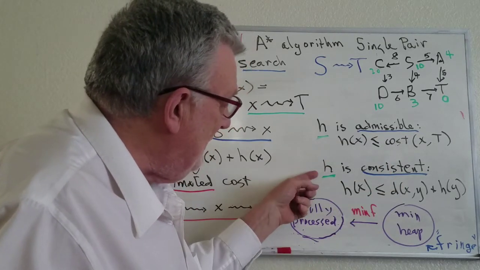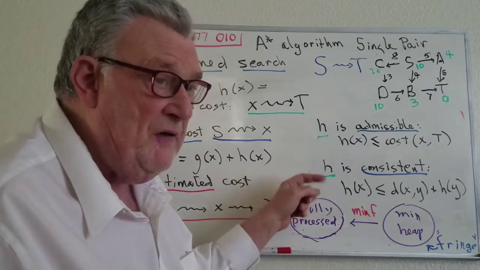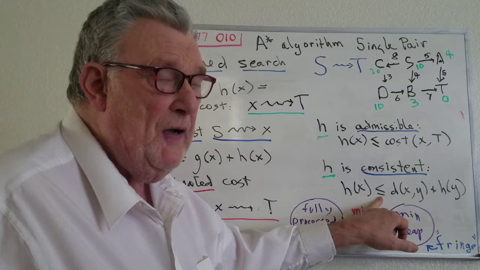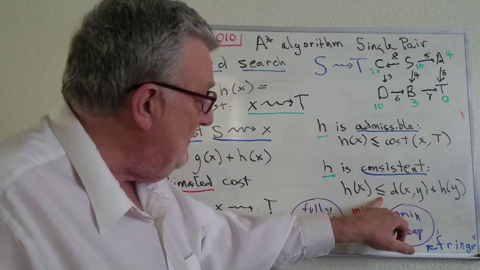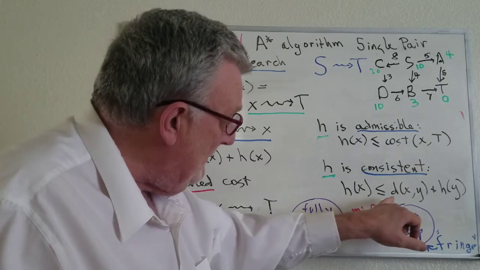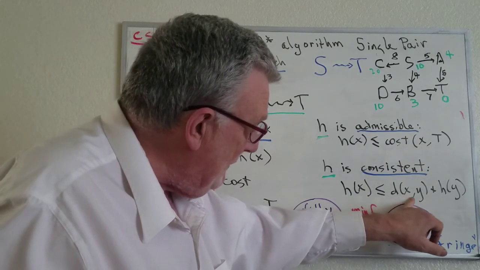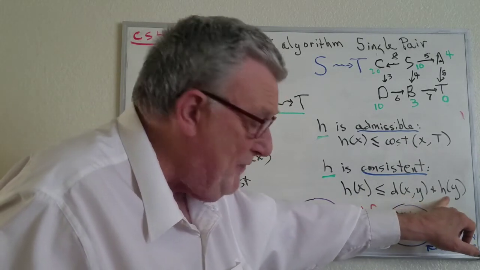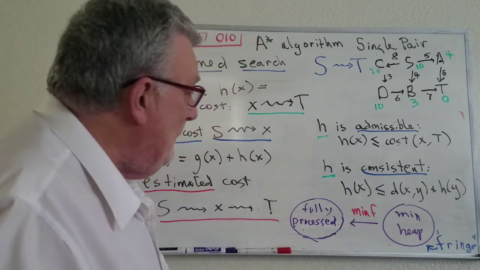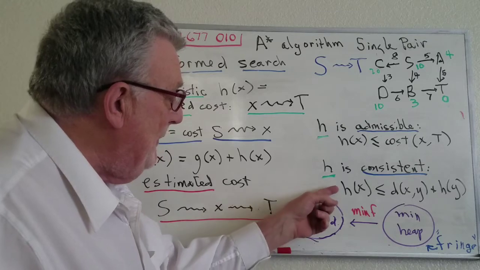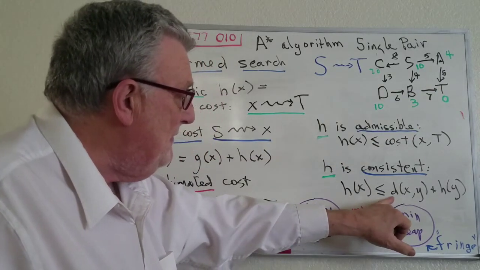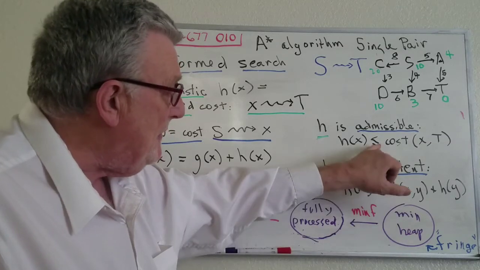Now it's also desirable that h be consistent. This looks a lot like the triangle inequality. Basically, the value of the heuristic at any given point is less than or equal to the distance to another point plus the heuristic at that point. Now, one fact is that if h of t is 0 and if the heuristic is consistent, then it's automatically admissible.